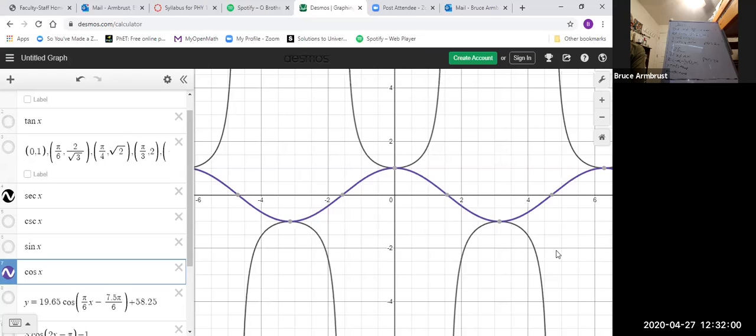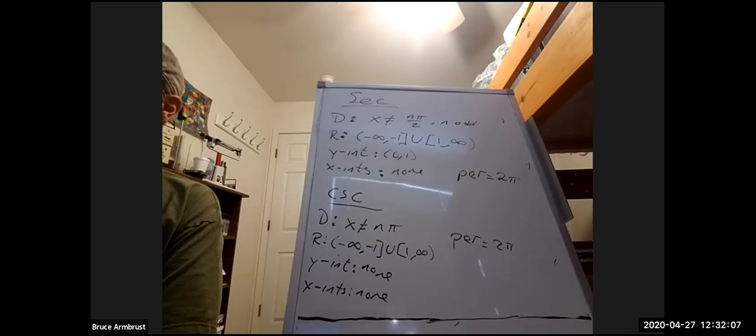So cosecant, do the same thing, just start with sine. Okay, so let me go back to the board so y'all can write down this stuff if you didn't catch it.